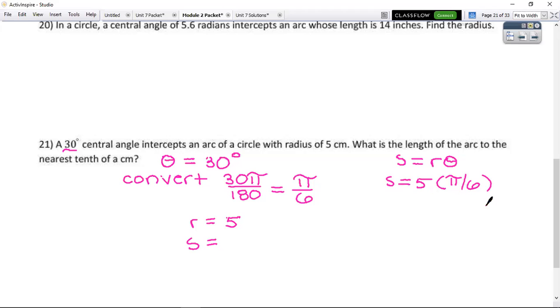Let's see. You guys get like 2.6? Yep. Perfect. 2.6 to the nearest tenth works for me. So 2.6. All right, questions on any of those so far? Are those pretty straightforward? Straightforward, right? Good.